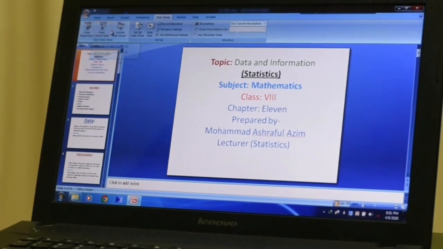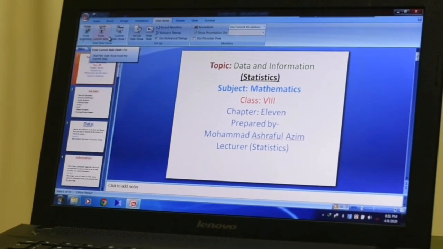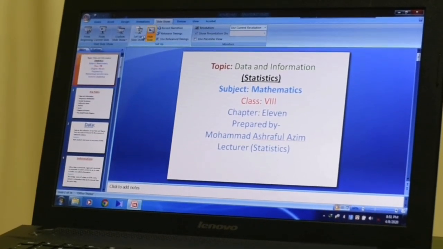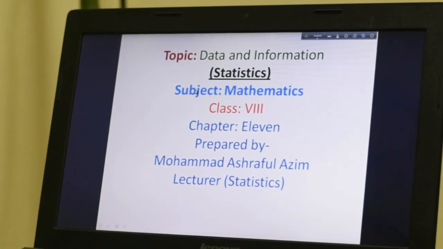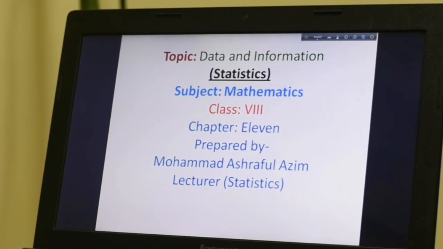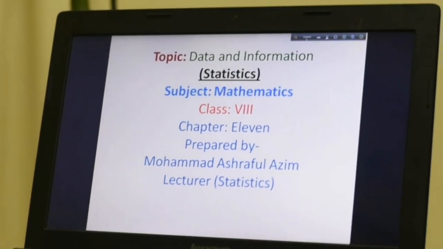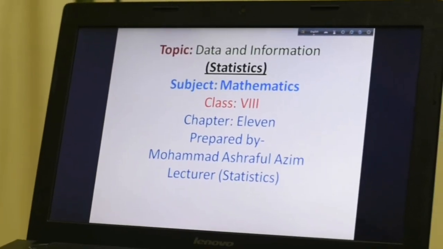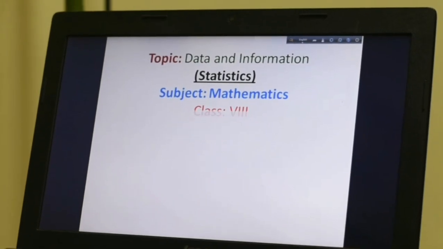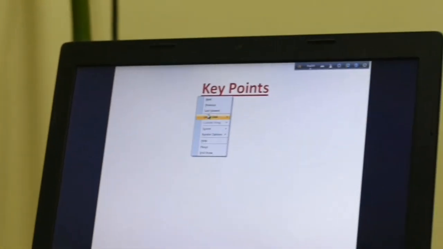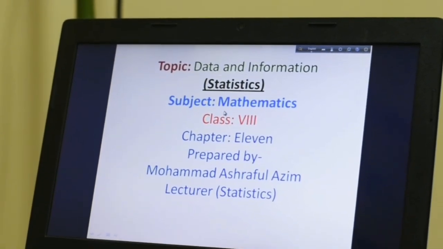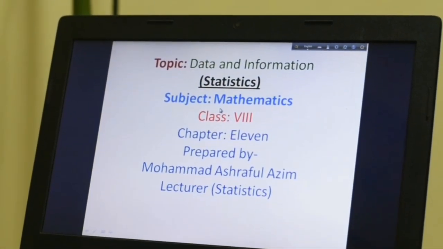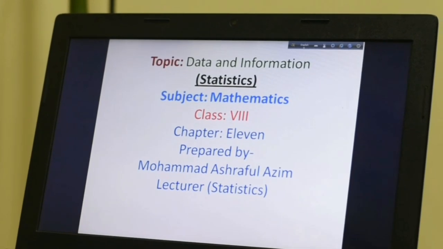My beloved students, firstly, I would like to discuss the importance of the chapter. You know that in your subject mathematics, the total mark is 100. There are 4 parts, 4 groups, and data and information is the 4th group, that is group D. From this group you will get 12 marks.